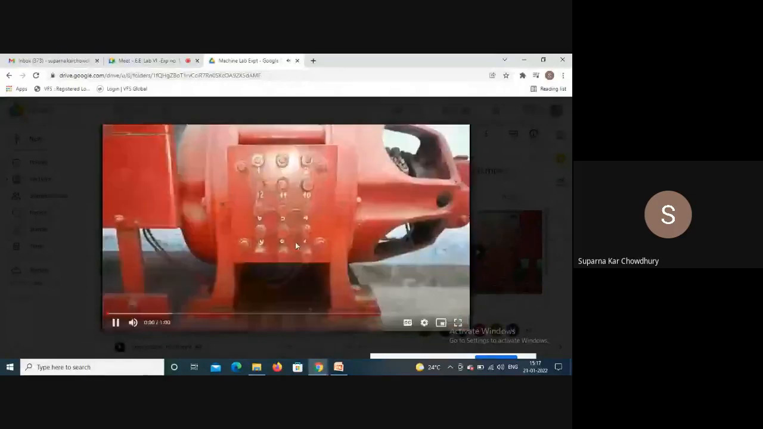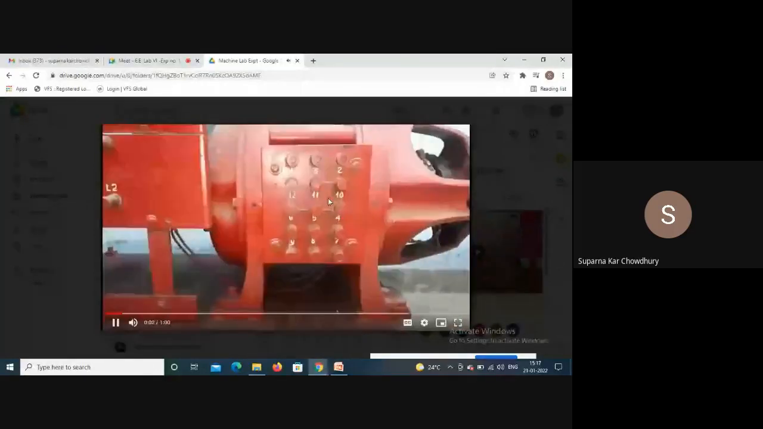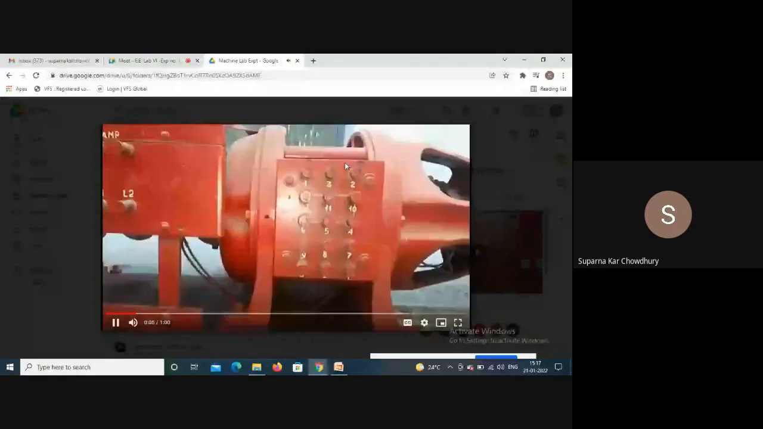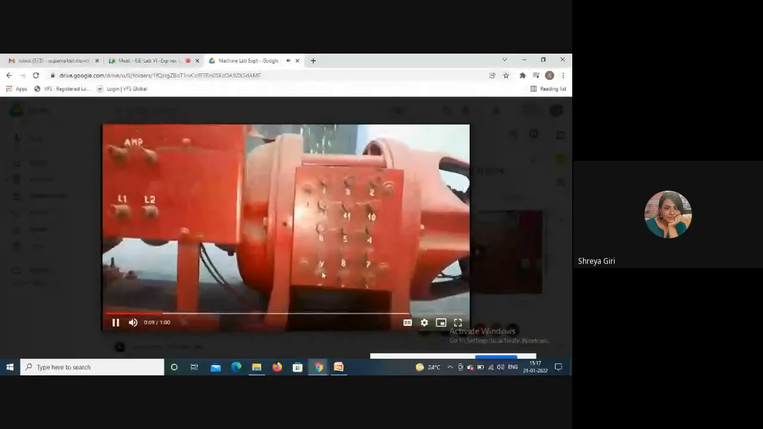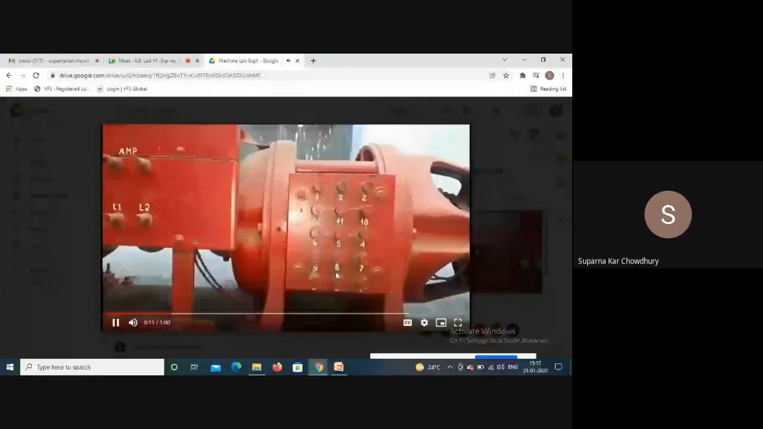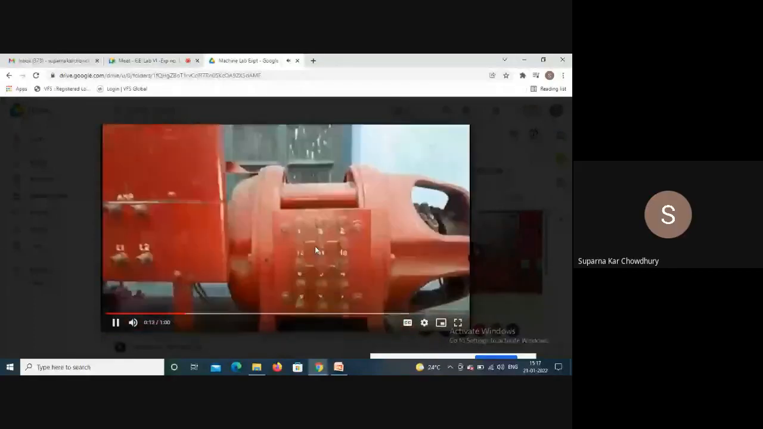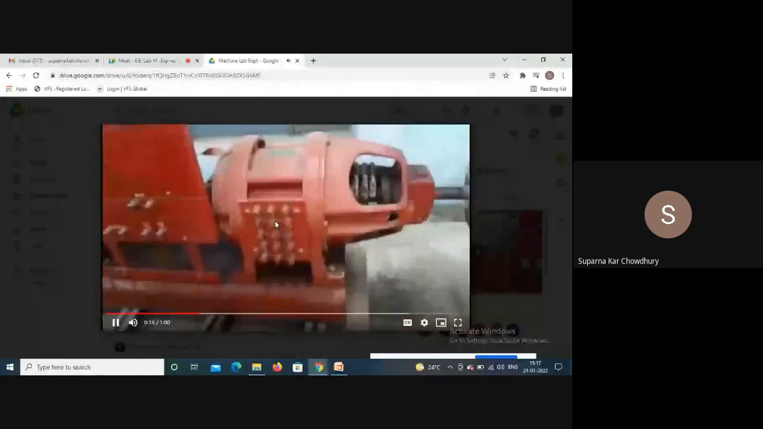Now you can see the terminal block. This is basically the alternator. You can see the machine. Yes, ma'am. As I have told, you can see that there are 12 terminals, and all these 6 we have shorted.